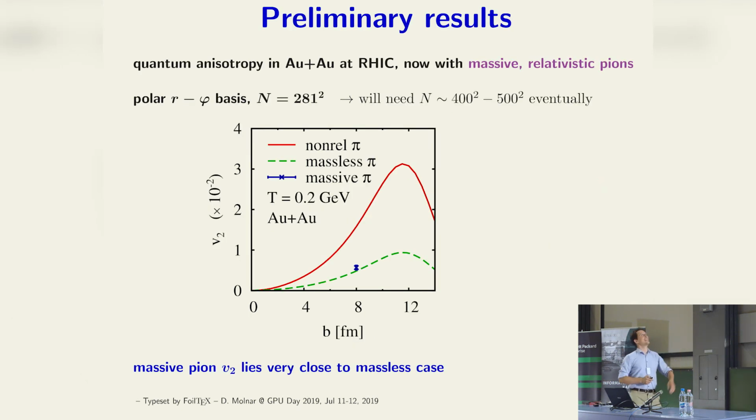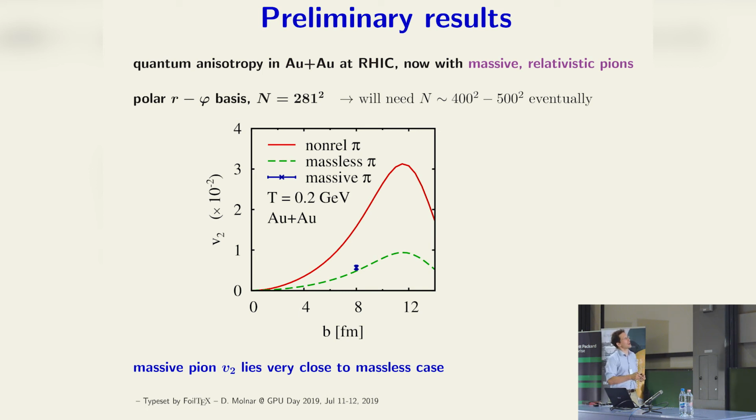Now, what do we get in the end? So I go back to the quantum anisotropy. This was V2 as a function of impact parameter, non-relativistic result, massless result. And what I find is this is my new calculation now with the correct pion mass. The reason there is still an error bar here is because I didn't tune very carefully to the same impact parameter. So the trap is not exactly what I would love it to be. It will require more simulations.